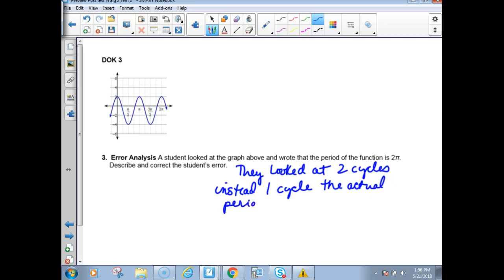Whatever. You can have your own wording. It doesn't have to be exactly what I wrote, as long as I got an explanation that is accurate. Yeah, the actual period is just pi.